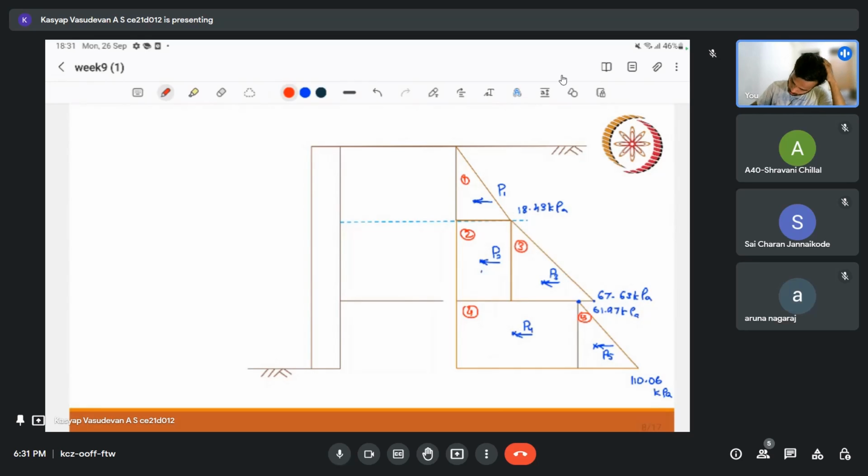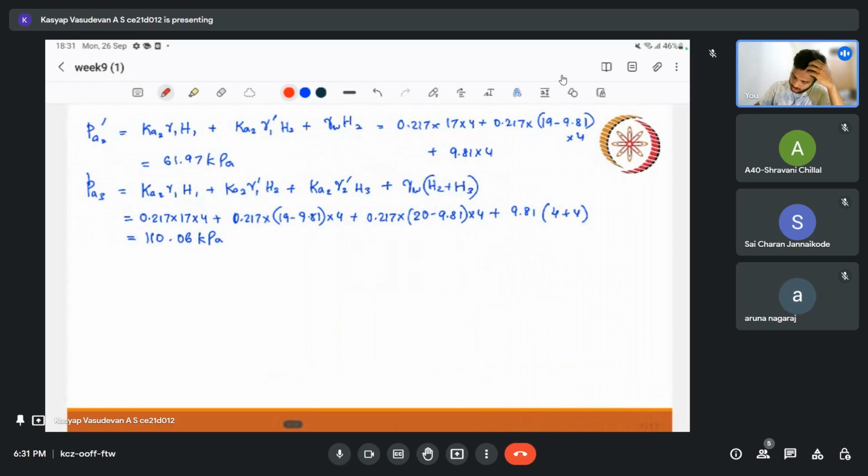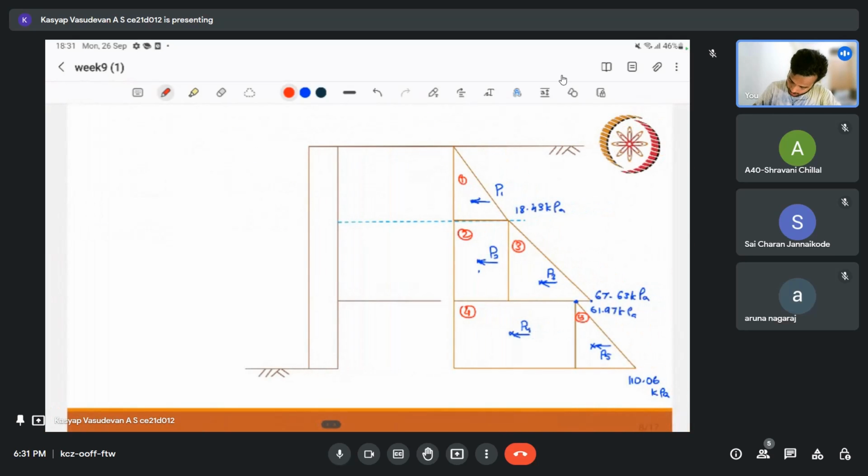So my first force, I'll write P1. P1 is equal to half into base into height, right? So base is 18.43 into height, which is 4 meters. So each one is 4 meter. So this is actually 36.86 kilometer.